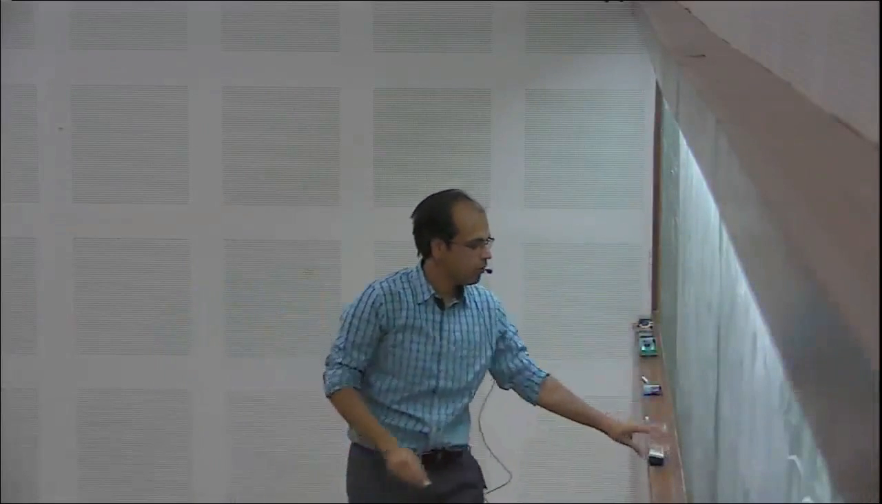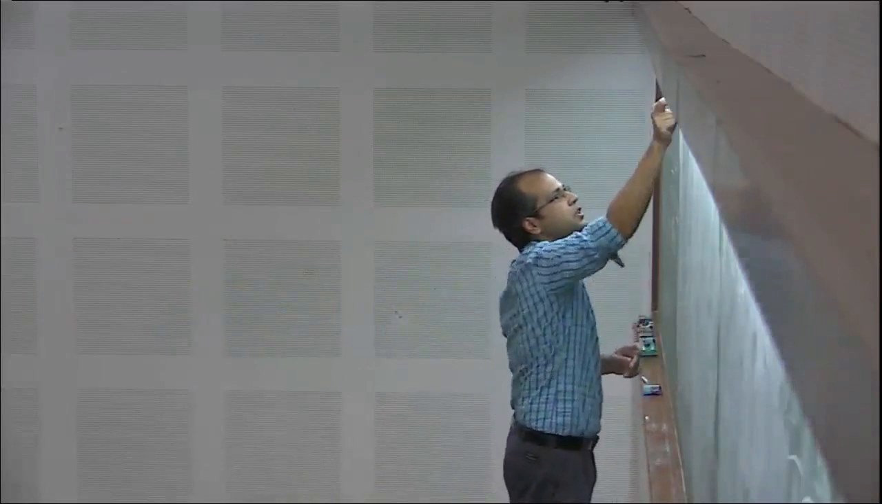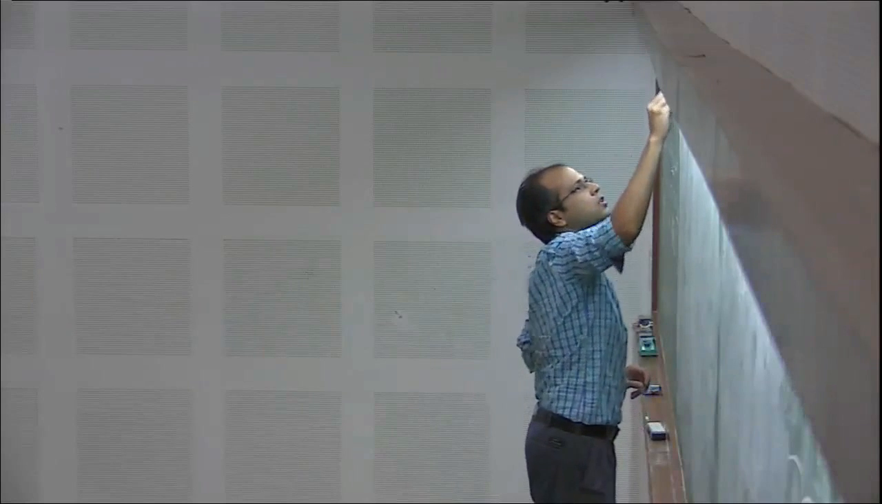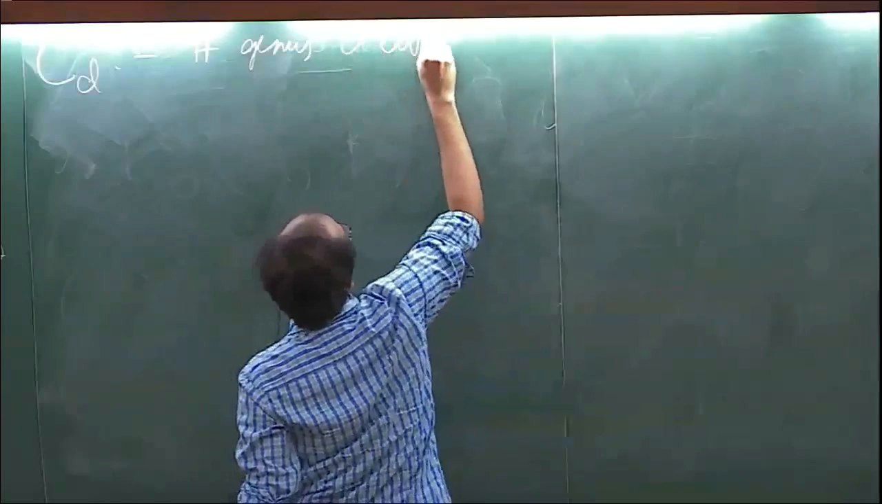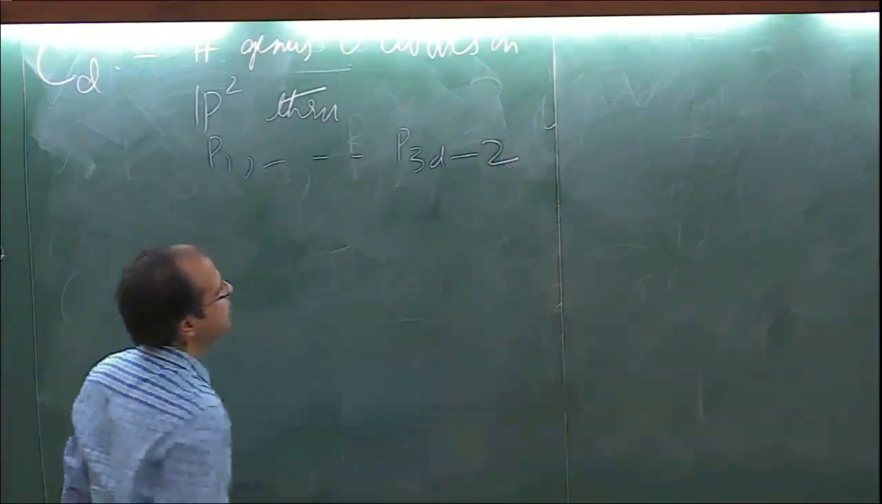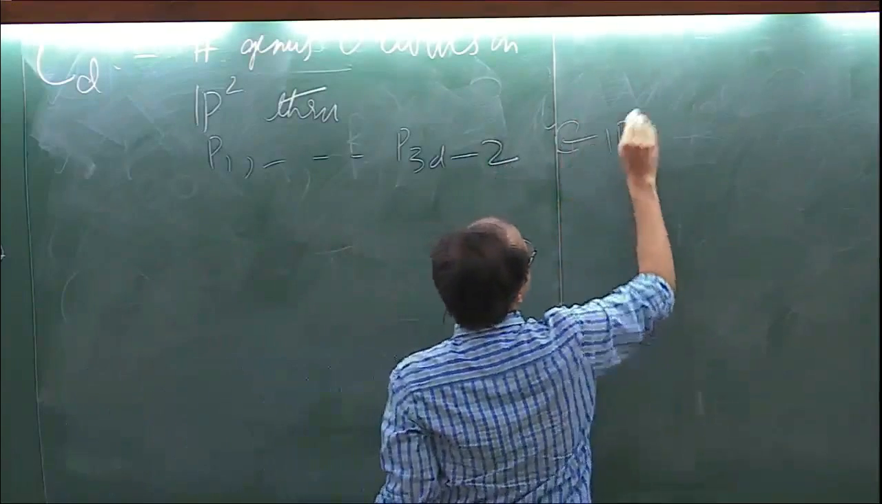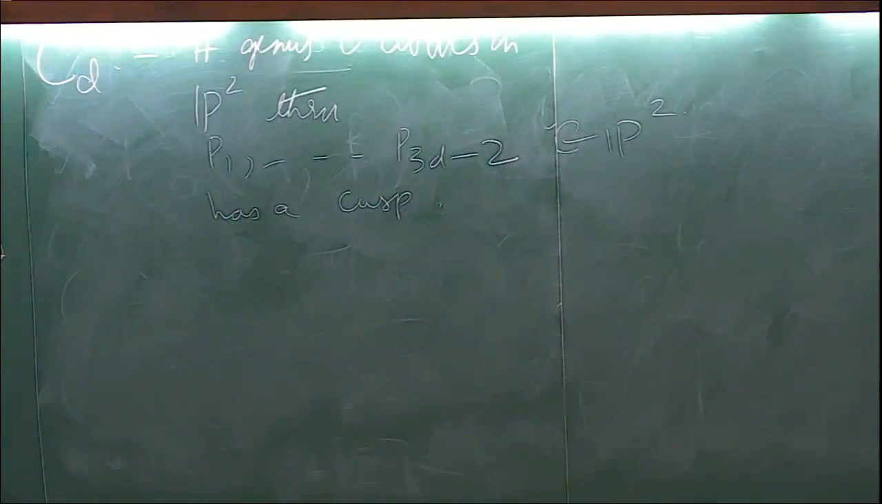So I'll not put all those decorations anymore. Let me rehash the question, and let me concentrate on P2. The same thing goes for del Pezzo surfaces. So CD is the number of genus 0 curves in P2 through 3D minus 2 points, P, and in P2 that has a cusp. All right, so I have given them some names.